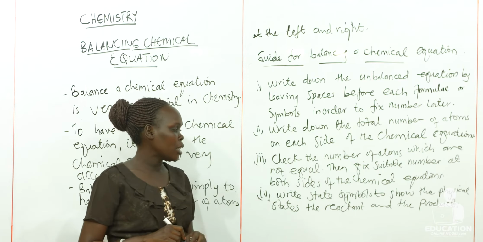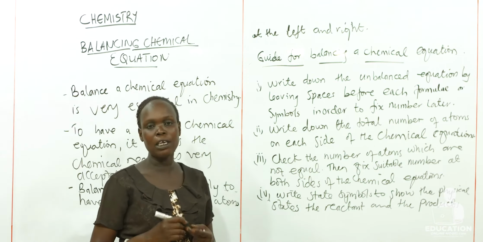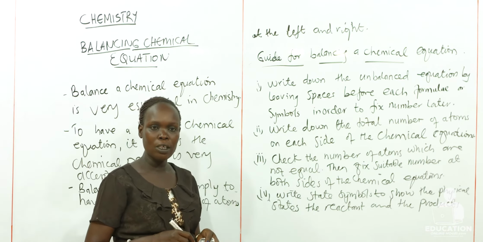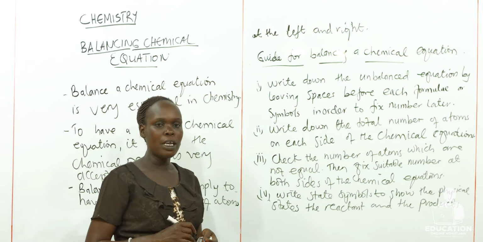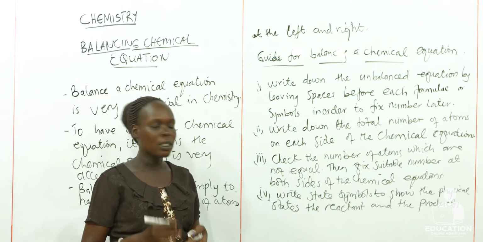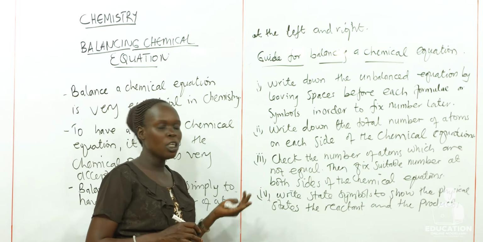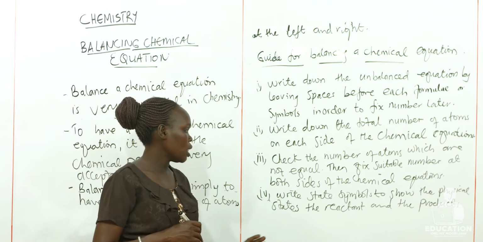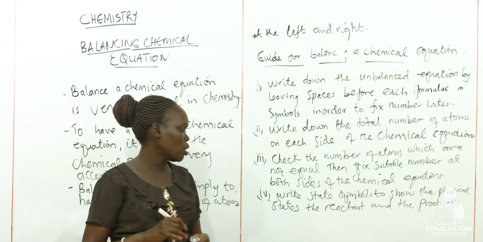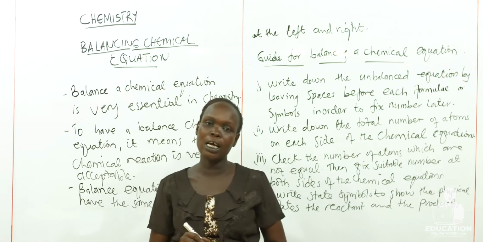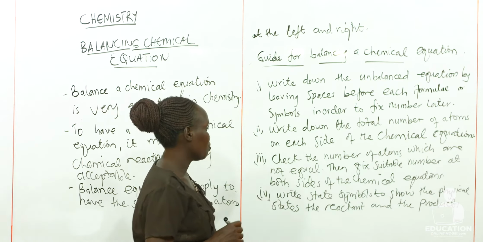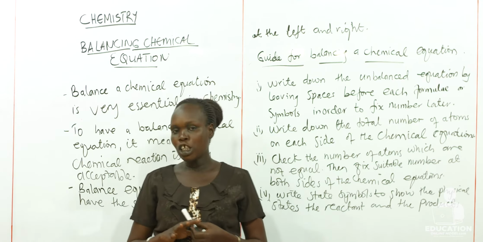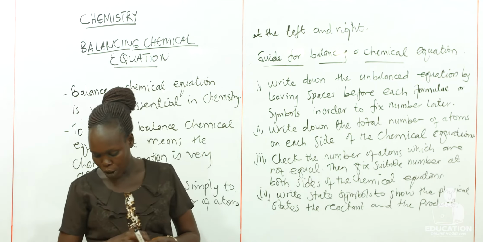After that, you write the state symbol, which can be either a small letter l for liquid, a small letter s for solid, and a small letter g for gas. Or you can have aq for showing aqueous solutions. In this case, it will show you the physical state of the reactants and the products. So these are the steps or the guides for writing the balanced chemical equation.